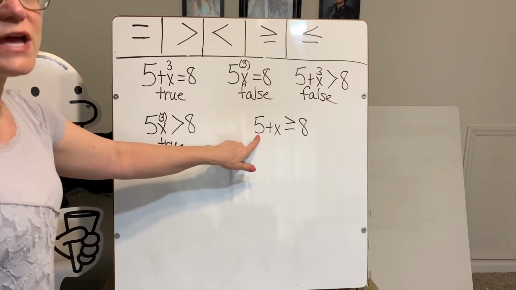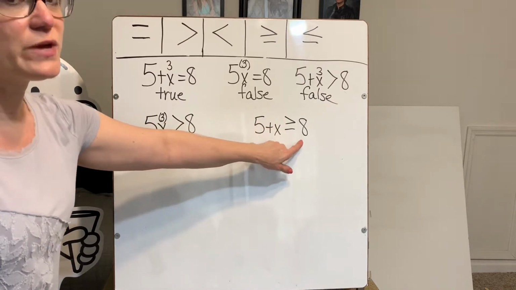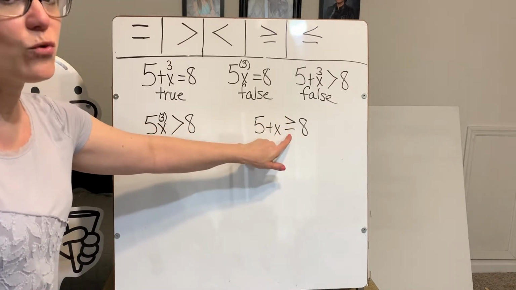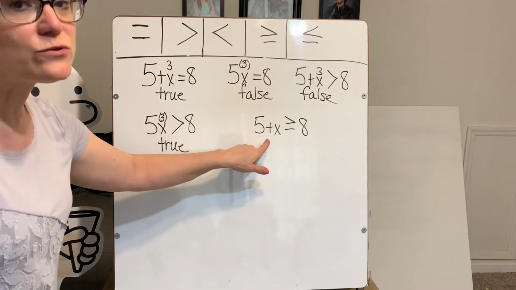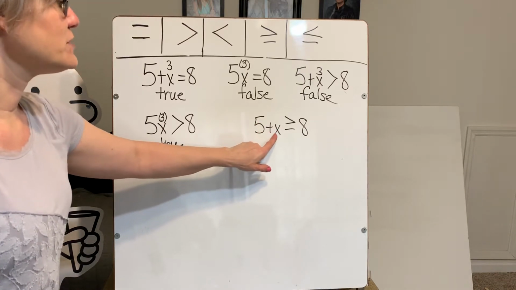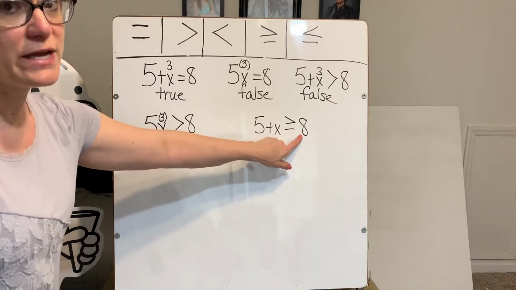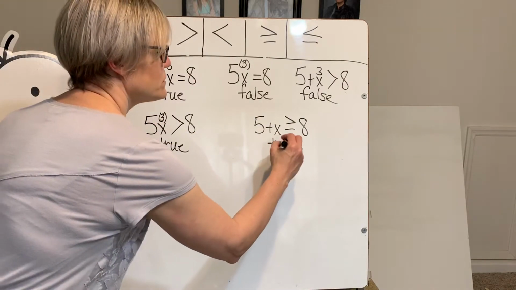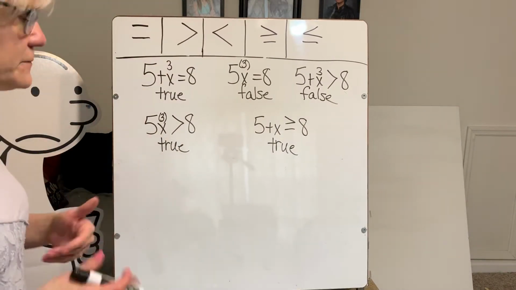All right, so now we have 5 plus x is greater than or equal to 8. So now we have that greater than or equal to. So if this is greater than, it would be true. If it's equal to, it would be true. So let's put the 3 in the place there. 5 plus 3 would be 8. 8 is greater than or equal to. Well, it is equal to 8. So this is going to be true. So you have a little more leeway with those because it can be one or the other.